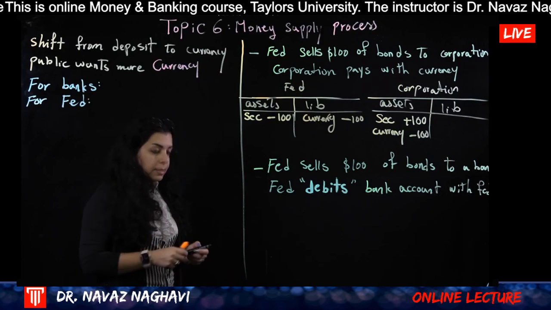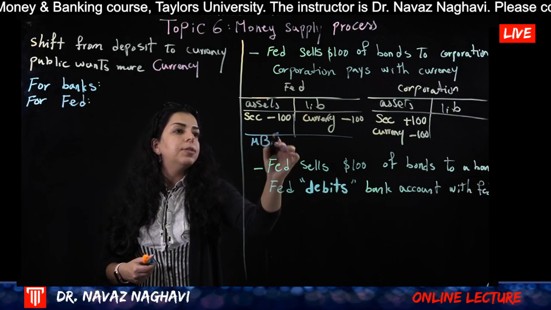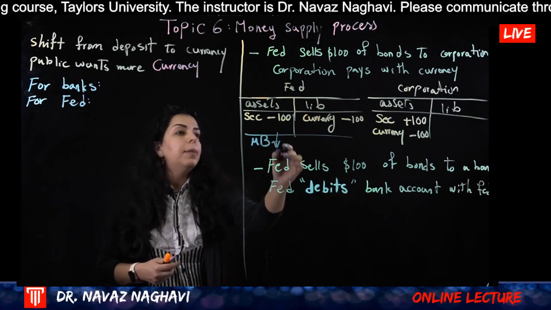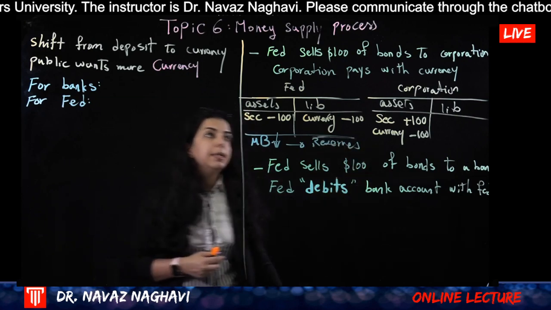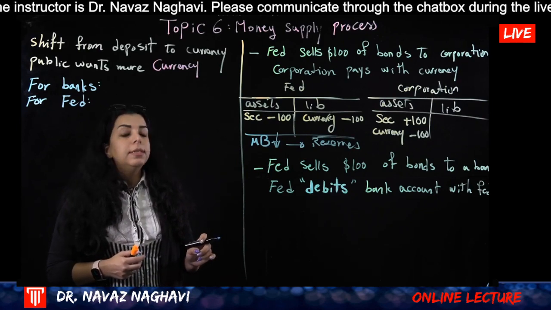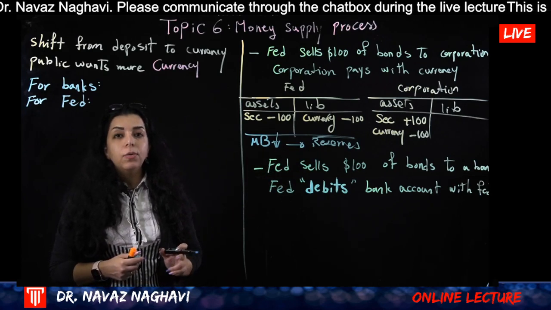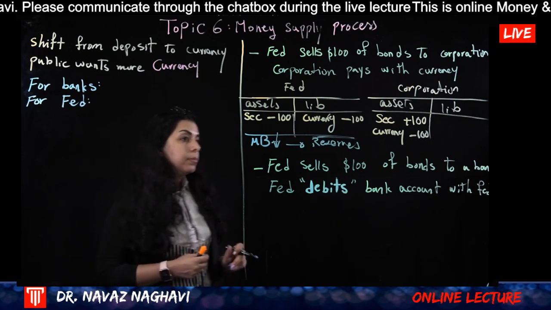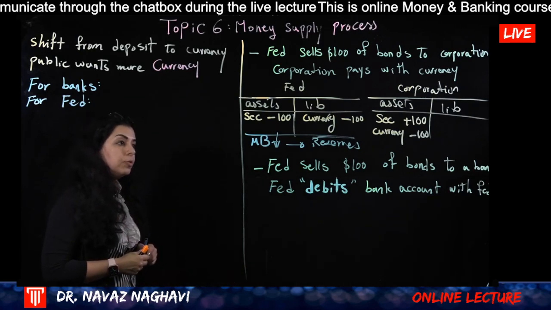So now, what is happening to MB, our monetary base? Here the monetary base is decreasing by the amount of the security, which is 100 units. What is happening to the reserve? The reserves are unchanged. So it means that this kind of process, a decrease in money supply, has no effect on the reserve and is not increasing or decreasing the loaning ability of the banking system.